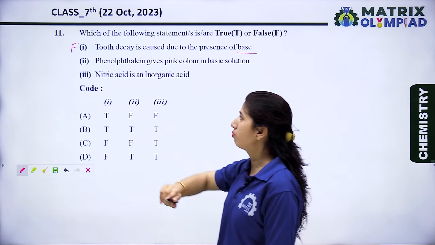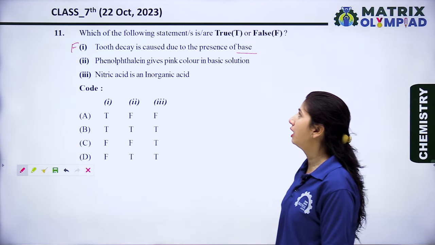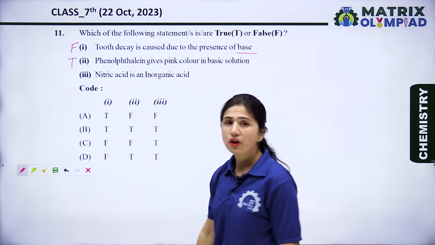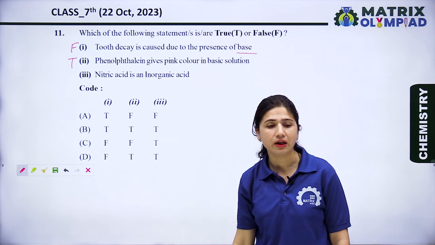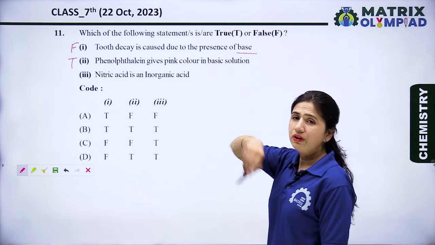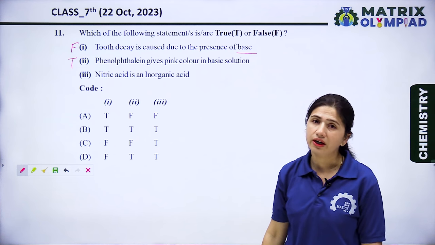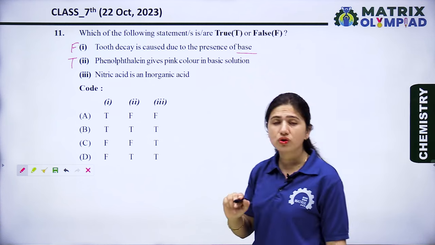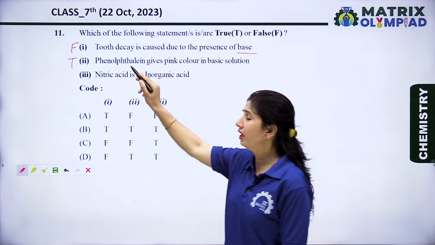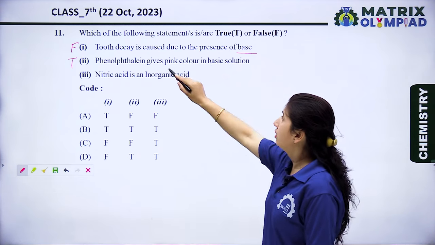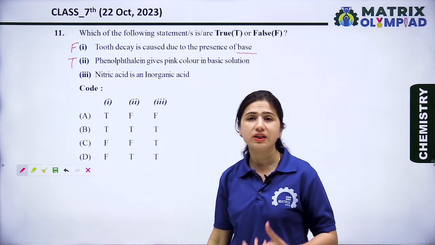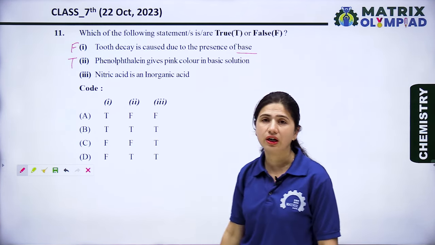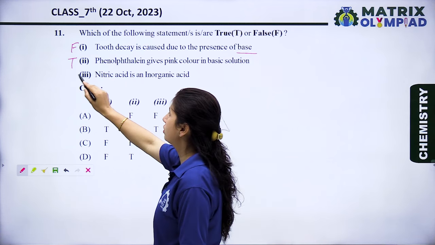Now let's see the second option. Phenolphthalein gives pink color in basic solution. Yes, this is a true statement because phenolphthalein is a colorless indicator, which when we dissolve acid in it, is still colorless, or retains its colorless state. But when we dissolve a basic solution in the phenolphthalein, it gives a pink color because of the OH negative ions of the basic solution. So the second option is a true statement.